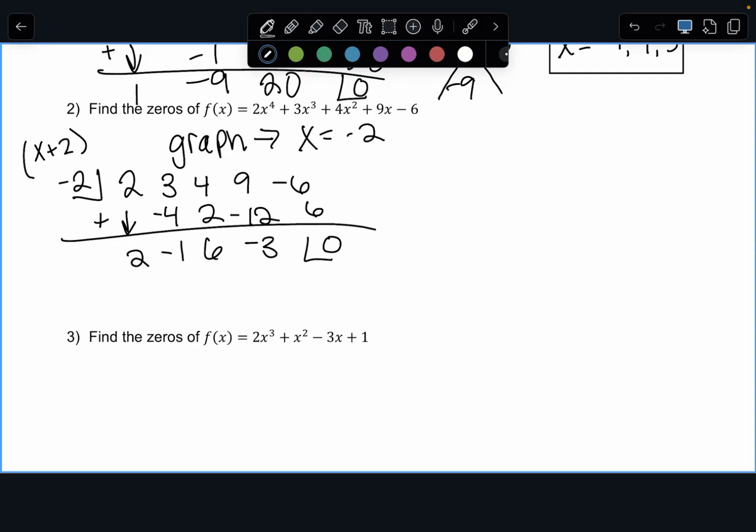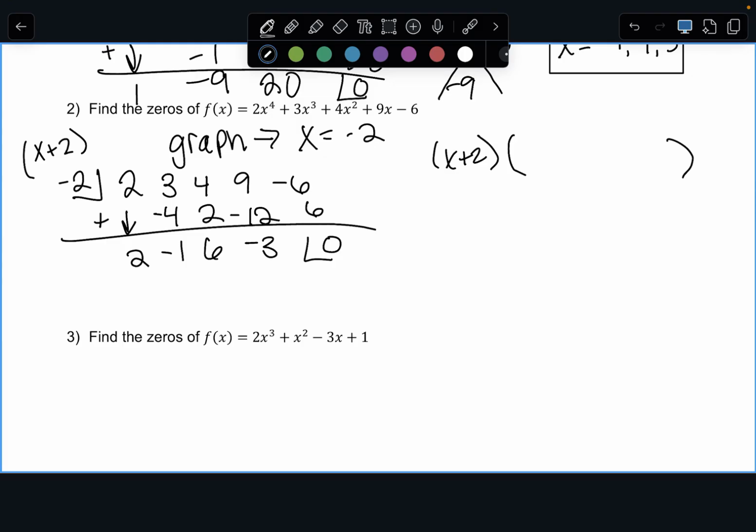I'm kind of speeding through the synthetic division, but if you don't get 0, that's how you know you need to stop and try again. Okay, so my original function, the thing that I graphed, turned into the 0 that I took out, so the x plus 2, times what was left down here.